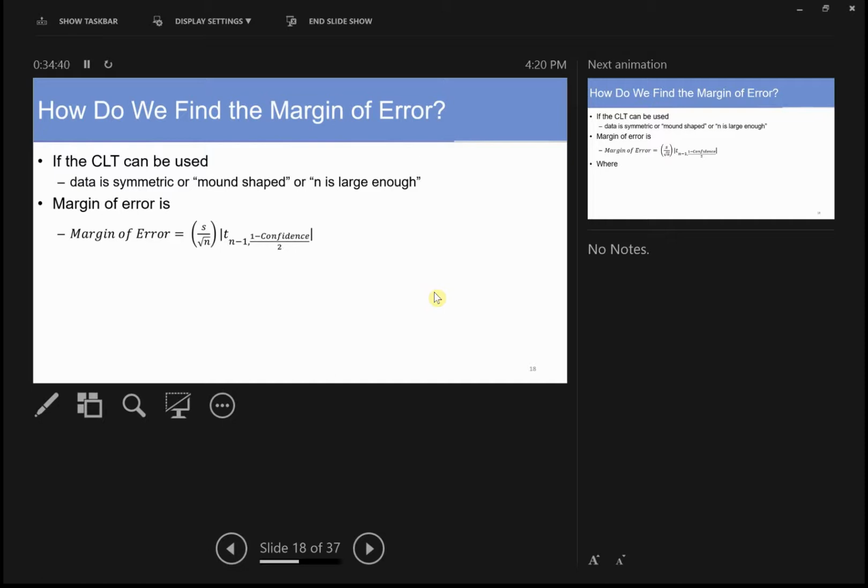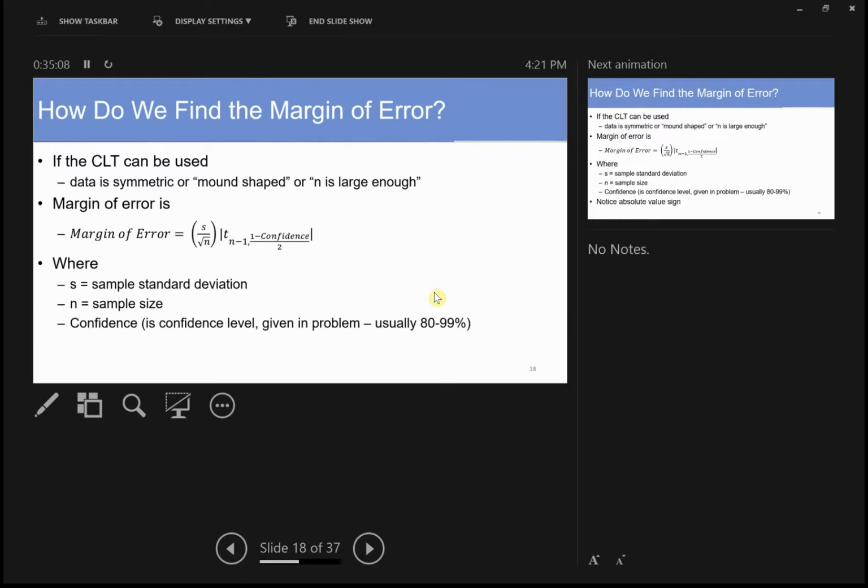Here, I have a standard error. I'm going to multiply s divided by the square root of n times the critical value for the t-score. And so these are my margins of error. These are the formulas, and these are very useful formulas. So we're going to use these formulas a lot.